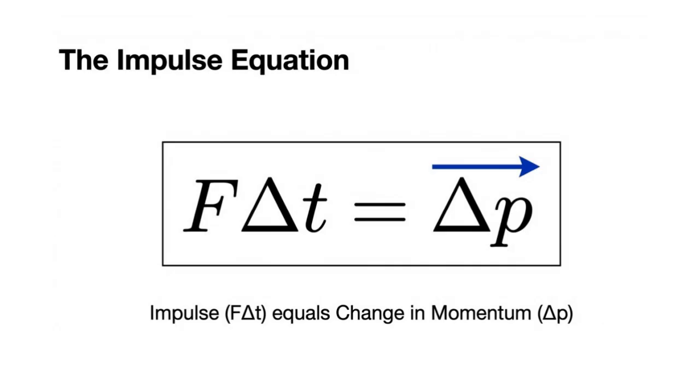This equation shows the relationship between impulse and momentum. The impulse, which is the force applied over a certain period of time, causes a change in momentum. In other words, when you apply a force for a specific duration, it results in a change in the object's momentum. This is a fundamental concept that helps us understand how forces affect moving objects.